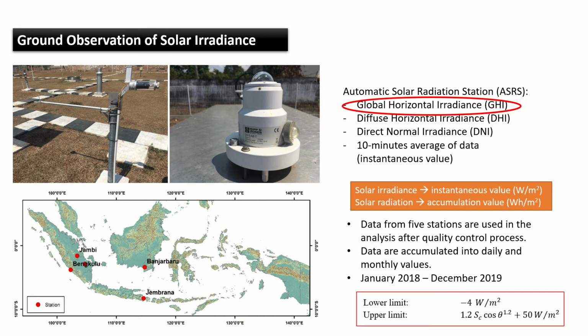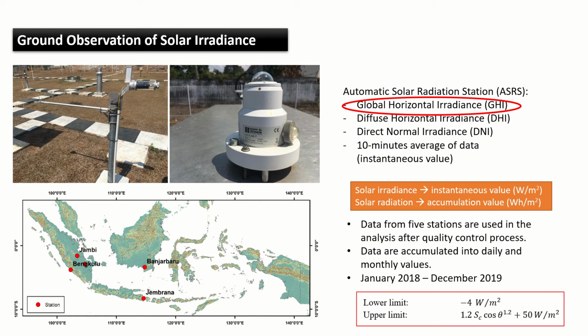So to evaluate the output of the numerical model, here we use the ground observed radiation. So it is a parameter called global horizontal irradiance. So it's actually an instantaneous value in watt per meter square. So in order to make it more suitable to the application in solar energy sector, we have to convert it first into daily and monthly solar radiation. So the unit would be watt hour per meter square. And for now, we use the data from 5 stations only.